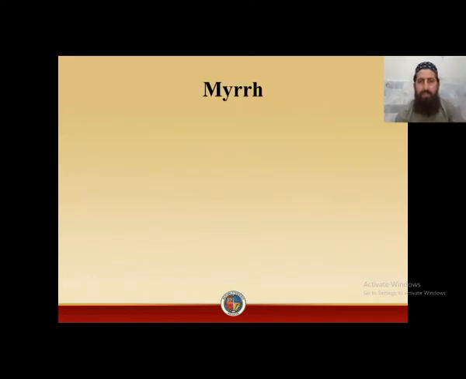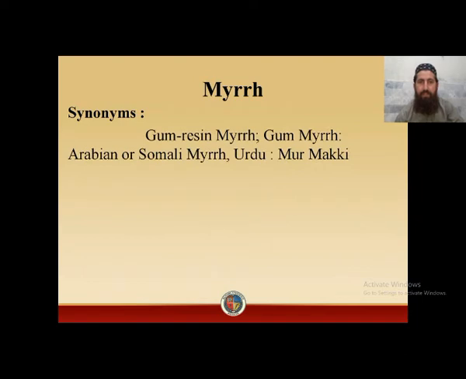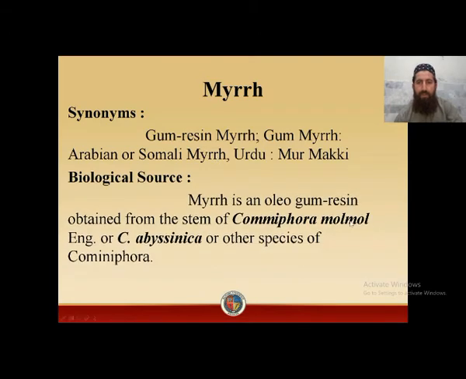The second drug is myrrh. Synonyms for myrrh are gum resin myrrh, gum myrrh, Arabian or Somali myrrh. In Urdu it is known as marmaki. Biological source of myrrh. Myrrh is an oleogum resin. It means that it is composed of volatile oil, gum and a resin obtained from the stem of Commiphora molmol and also from Commiphora abyssinica or other species of Commiphora.